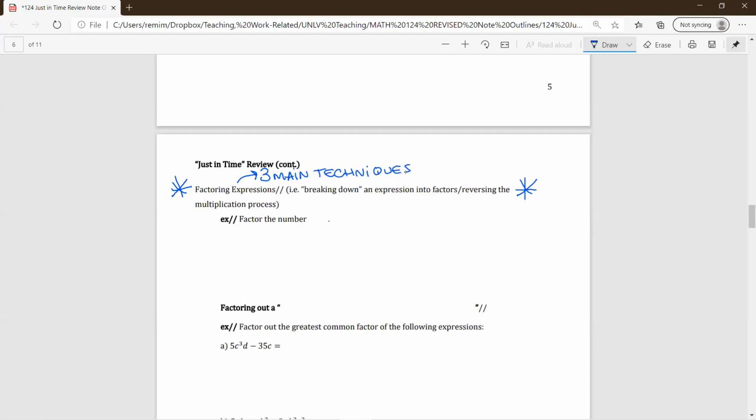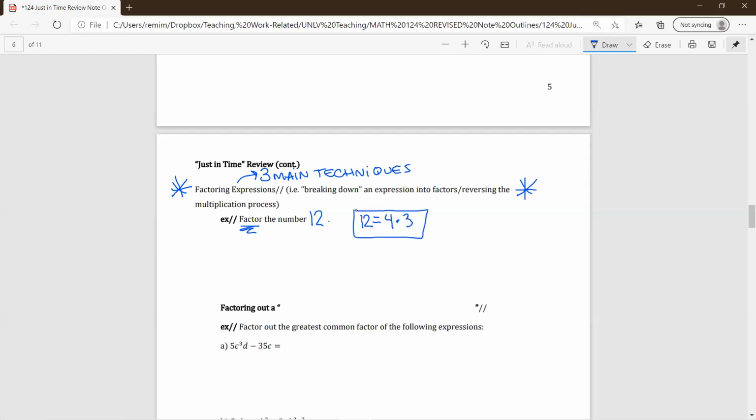So when somebody says factor an expression, what that really means is you're breaking the expression down into its factors, i.e. you are reversing the multiplication process. So for example, say somebody said factor the number 12. There's more than one way to do this, but the idea is that we're just breaking it down into multiplication. So for example, we could say that 12 is 4 times 3.